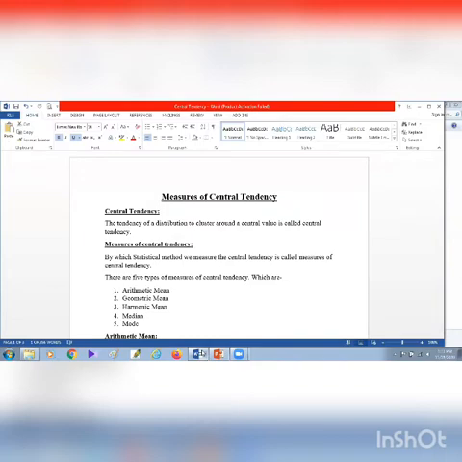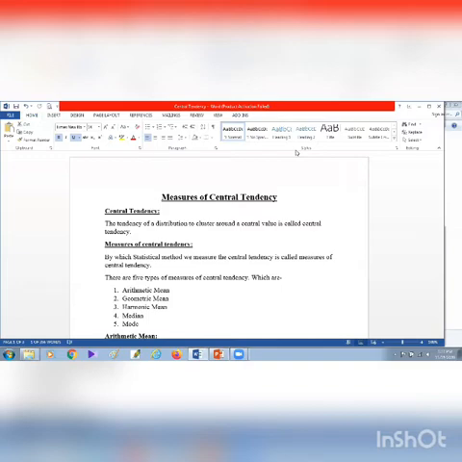Firstly, what is central tendency? The tendency of a distribution to cluster around a central value is called central tendency.